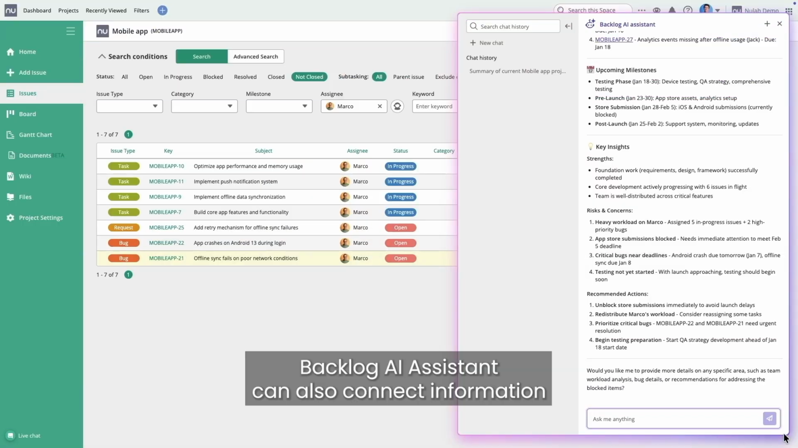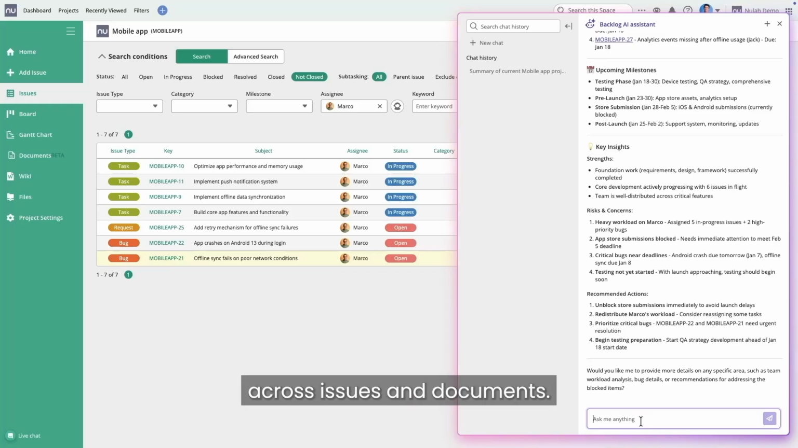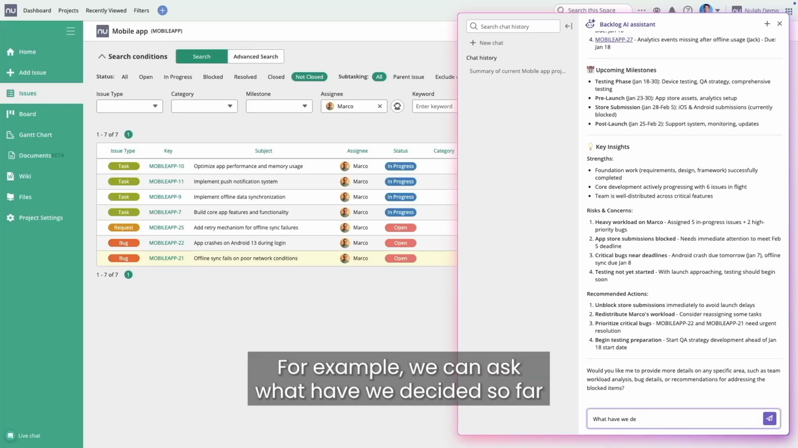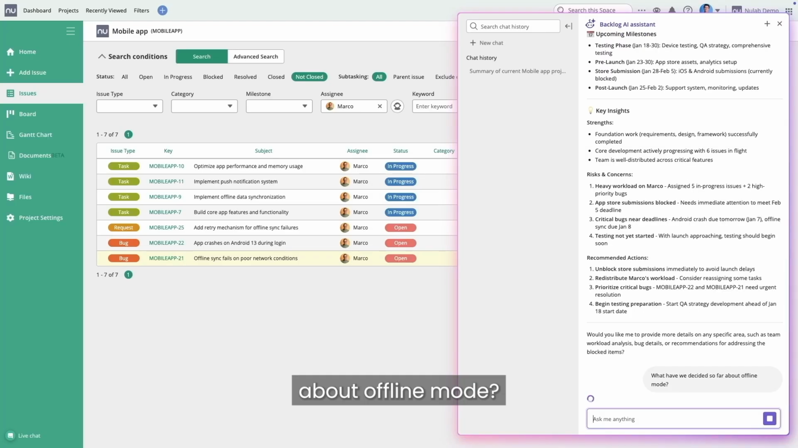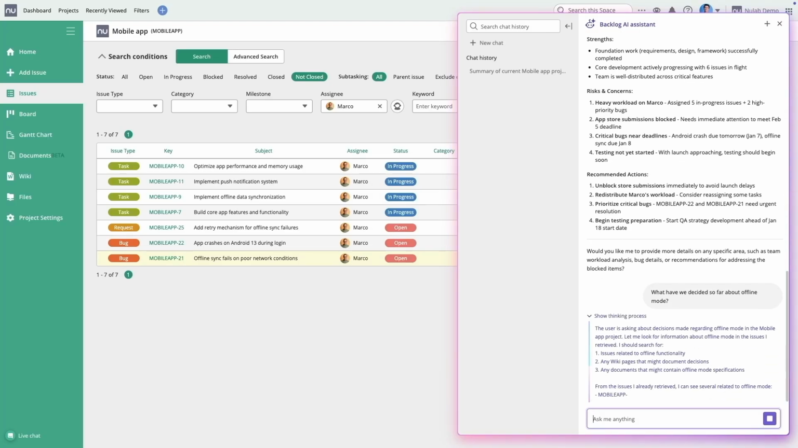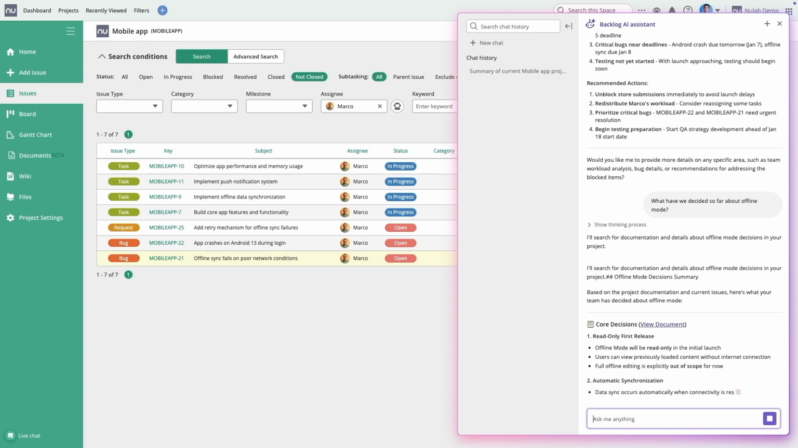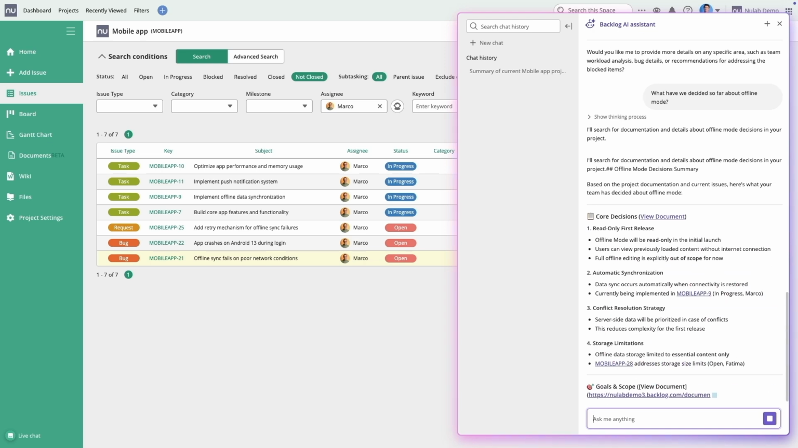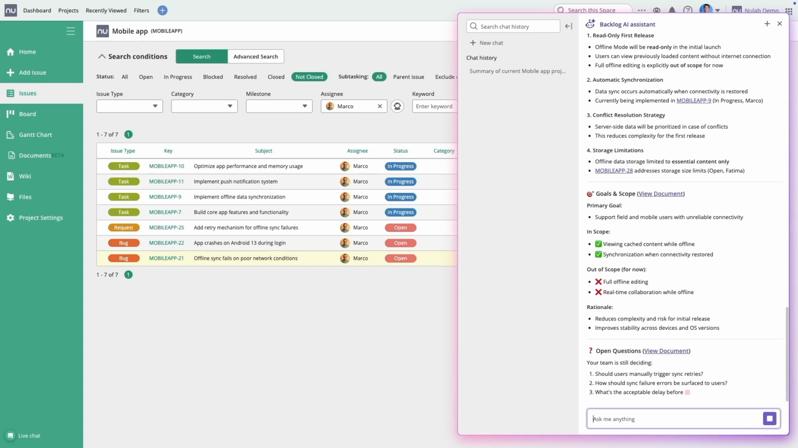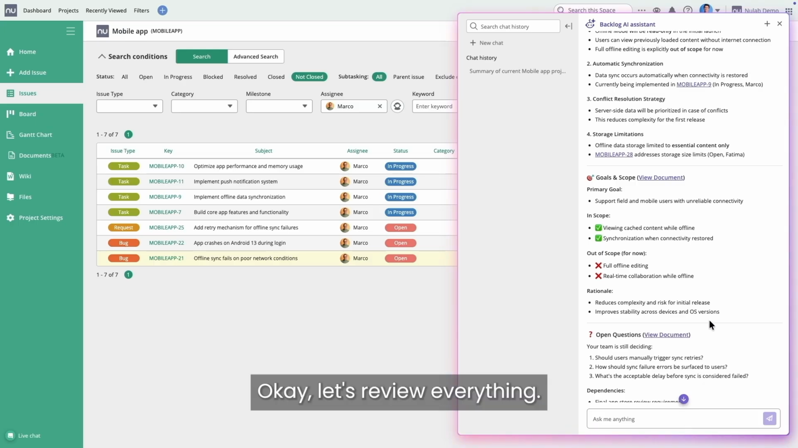Backlog AI Assistant can also connect information across issues and documents. For example, we can ask, what have we decided so far about offline mode? Okay, let's review everything.